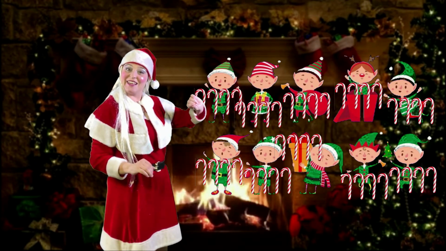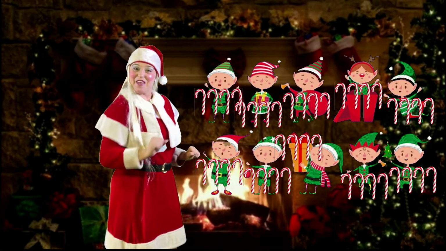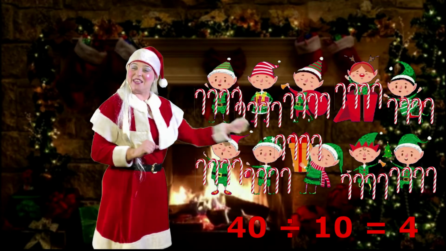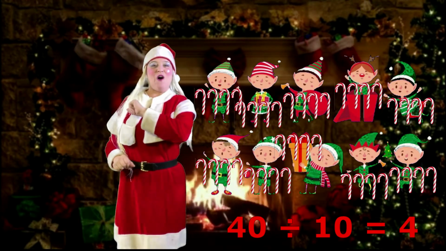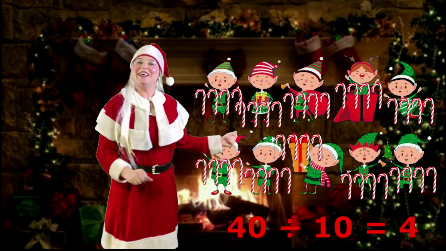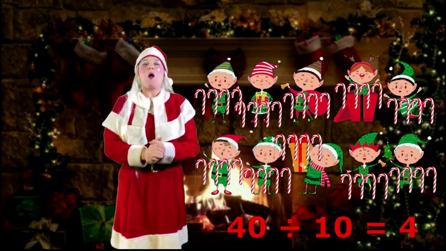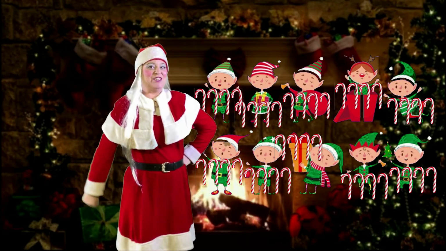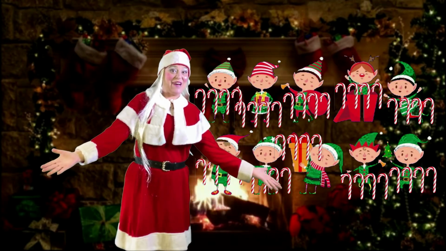What sum did you write to show what we just did? That's right. 40 sweets shared between 10 elves means that each elf will get 4 sweets. 40 divided by 10 is 4. Beautifully done. All right, we just have one more. Are you ready?